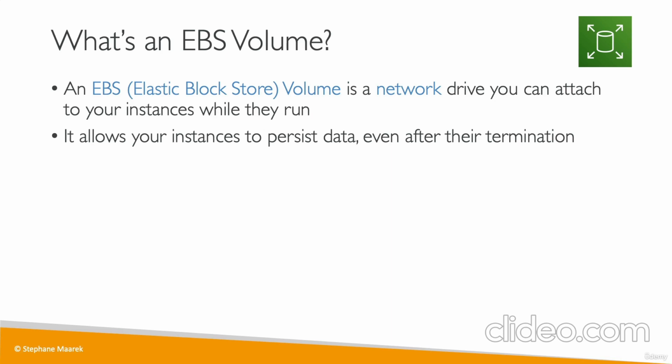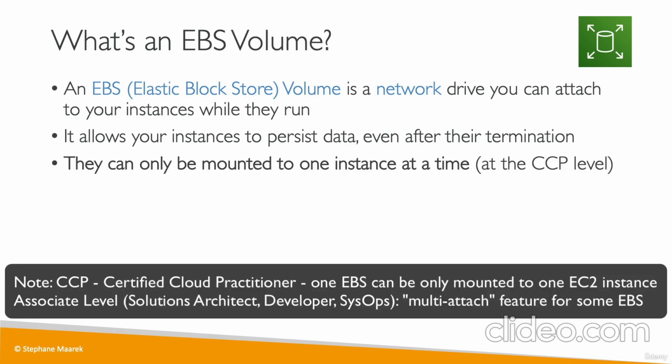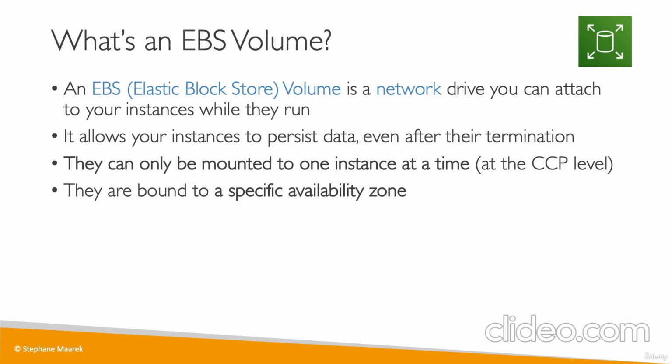So EBS volumes allow us to persist data even after the instance is terminated. And so that's the whole purpose. We can recreate an instance and mount the same EBS volume from before, and we will get back our data. That is very helpful. So these EBS volumes at the CCP level can only be mounted to one instance at a time, okay? And when you create an EBS volume, it is bound to a specific availability zone. That means that you cannot have an EBS volume created in, for example, US East 1A attached to an instance in US East 1B. We'll see this in the diagram in a second.